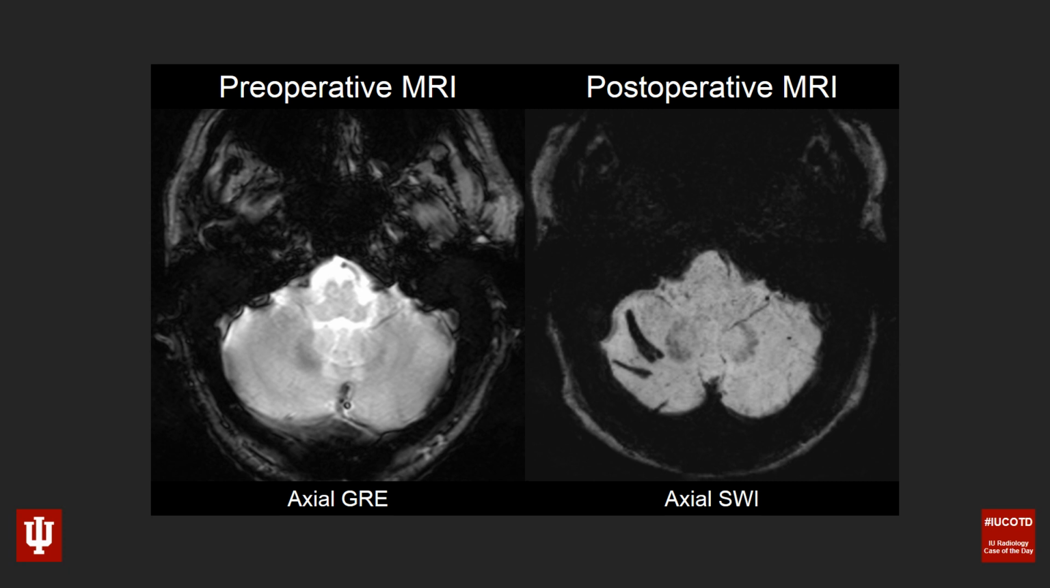So I've got two images for you to look at. The image on the left was the preoperative MRI, and I'm showing you an axial GRE sequence through the posterior fossa. And the image on the right is the postoperative MRI, showing an axial susceptibility weighted image through the posterior fossa. Again, the image on the left was the pre-op, the image on the right is the immediate post-op, and this patient had a left pterional craniotomy. So take a look at the images, try to piece this together.